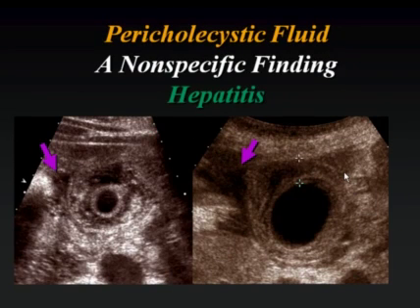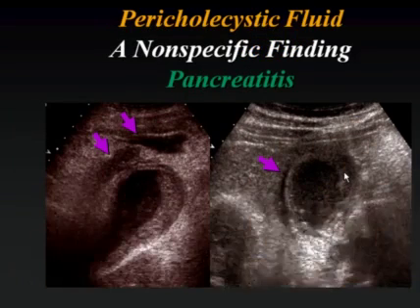But it's important to recognize that this is, again, a nonspecific finding. And these are two patients with hepatitis that have marked gallbladder wall thickening and pericholecystic fluid and do not have cholecystitis at all. So keep in mind that this is a nonspecific fluid finding.